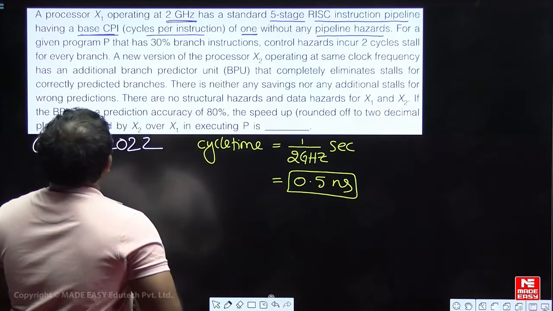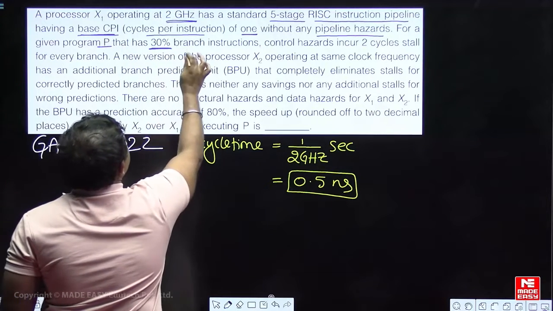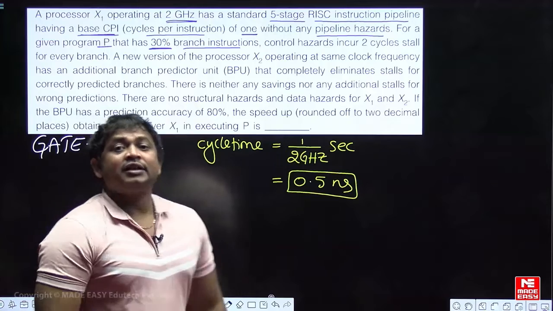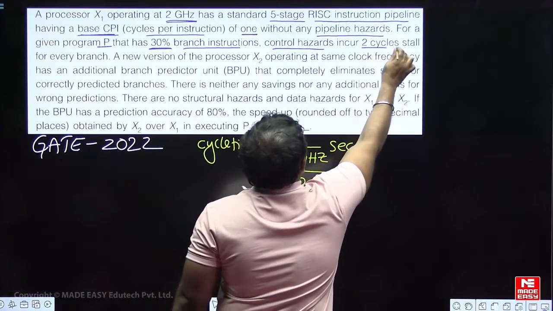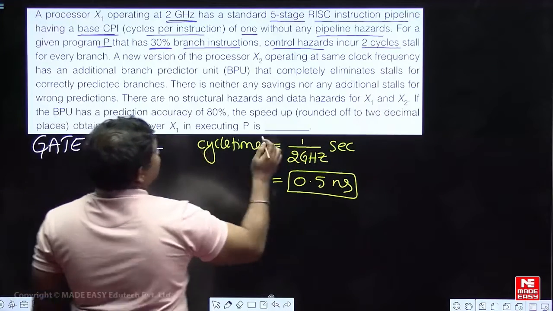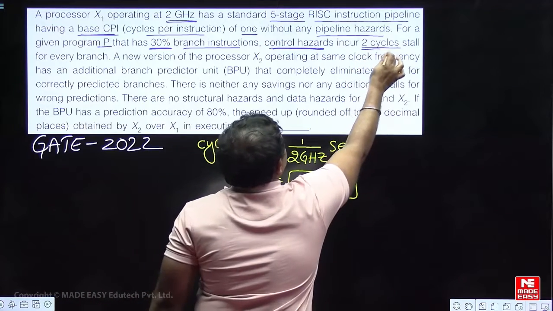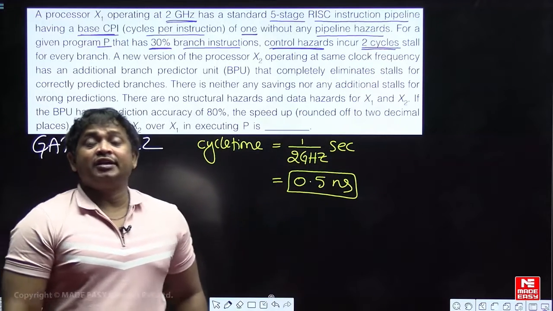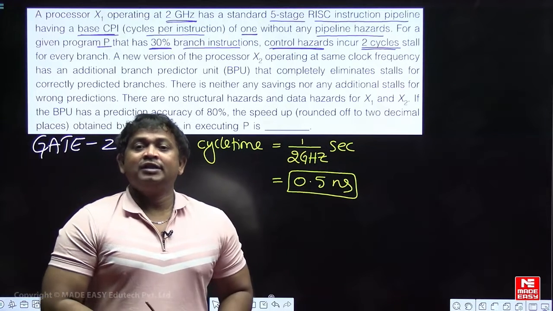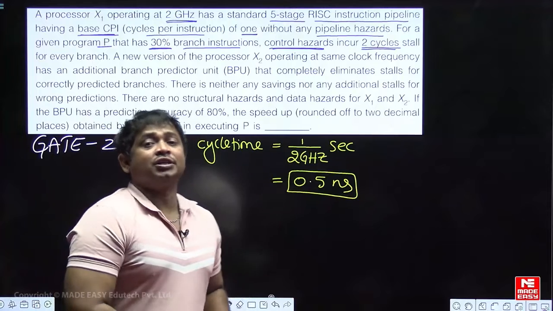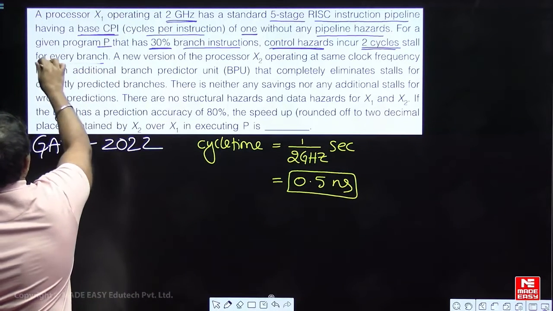For a given program P, the program contains 30% branch instructions. Control hazards incur a 2 cycle stall. That means branch instructions create 2 stalls, that means branch penalty is equal to 2. So 2 stall cycles are created in the pipeline due to a branch instruction, that is given. For every branch, 2 stalls are present.